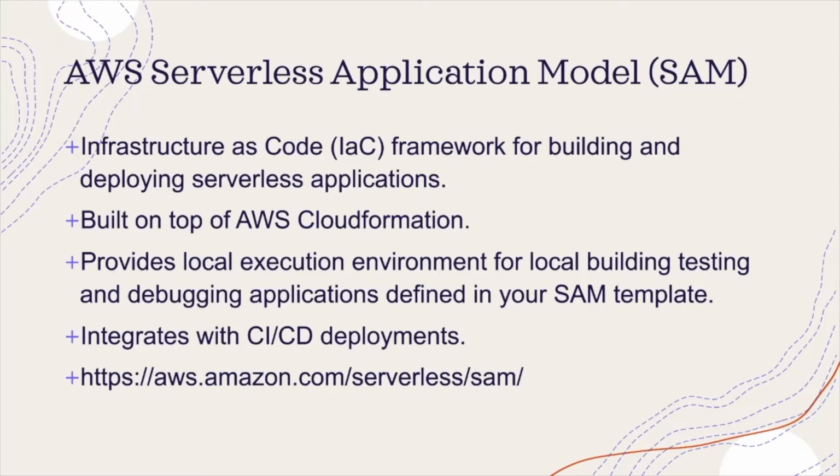To enable easier serverless development, AWS provides the AWS Serverless Application Model, also known as SAM. SAM is an open-source infrastructure as code framework for building and deploying serverless applications. The IaC component of SAM is built on top of AWS CloudFormation, which is AWS's primary IaC tool. SAM also provides a local execution environment for building, testing, and debugging of serverless applications. Finally, SAM can be integrated into CI/CD deployment pipelines for automated deployments directly to the cloud. This link covers all the information covered here and will help you get started with SAM beyond what is covered today.